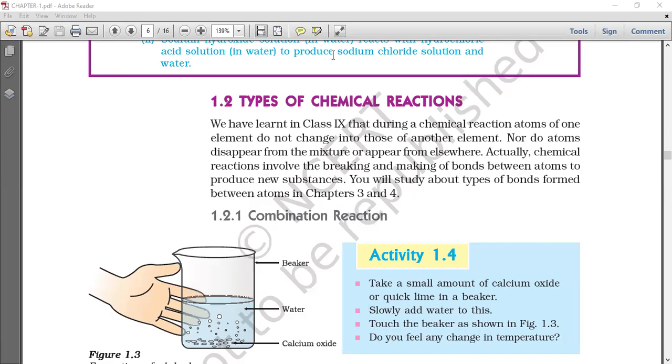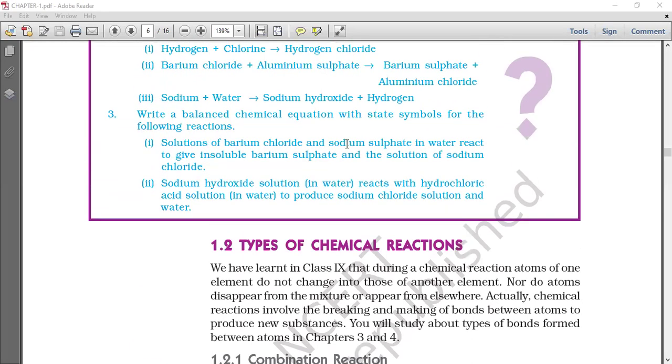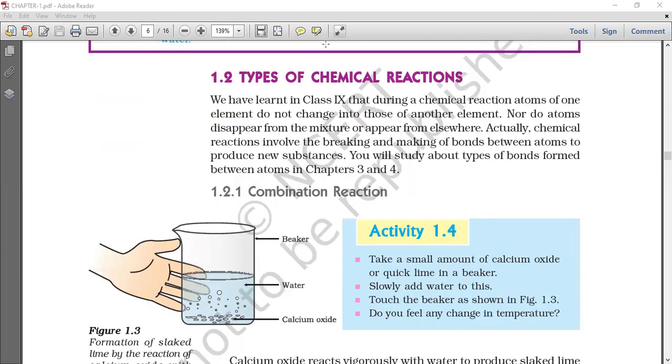Yeah, hello everyone. In this video, we are going to study the types of chemical reactions. If you observe here, it says on this page that we learnt in class 9 that during a chemical reaction, atoms of one element do not change into those of another element.